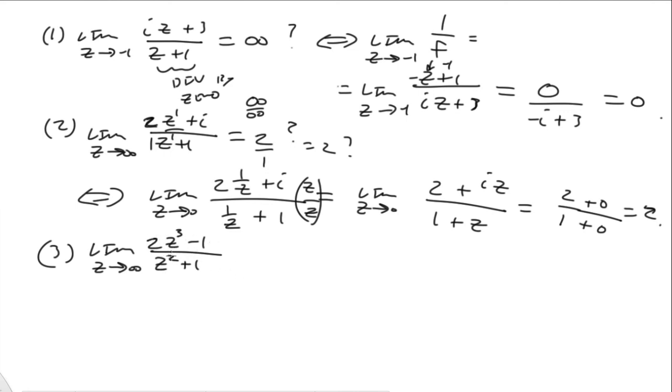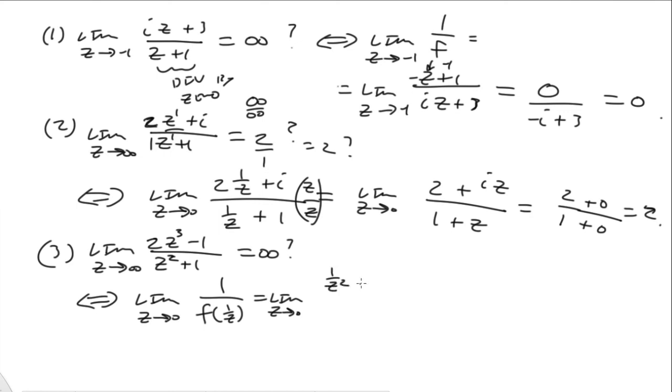All right, so I see that the leading order, we have a third power in the numerator and a second power in the denominator, so I'm thinking this is probably going to be infinity. But what I'm going to do then is to diagnose that by taking the limit as z goes to 0 of 1 over f of 1 over z, which is the limit as z goes to 0 of 1 over z squared plus 1 all over 2 times 1 over z cubed minus 1. And I want to know if that's equal to 0.